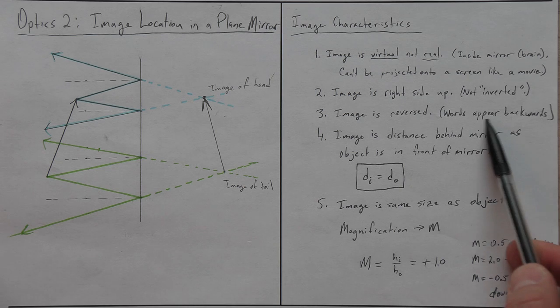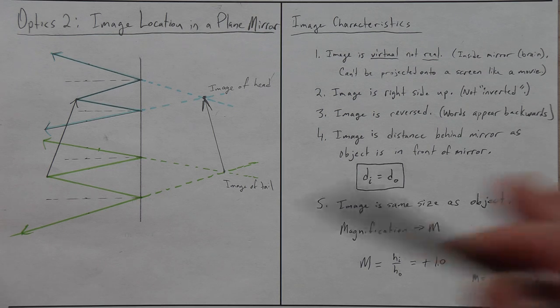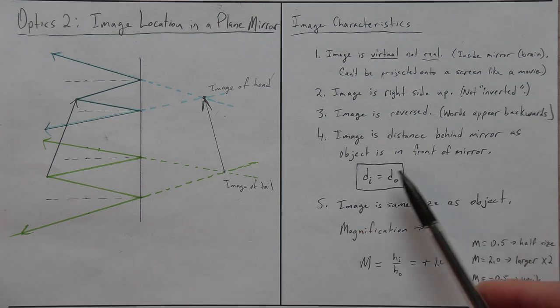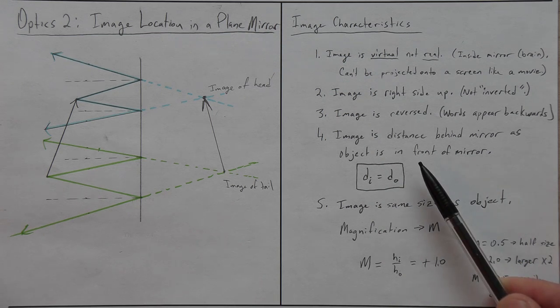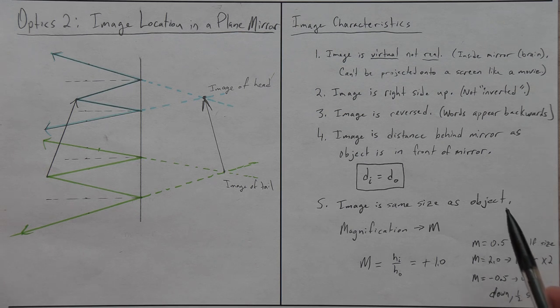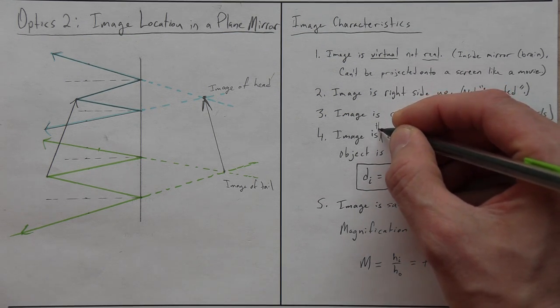If you have words that you hold up in front of a mirror, the words will be backwards. All the letters and words will be backwards. Things get flipped left to right. Another point, the image distance behind the mirror, oh, I made a mistake here. I think that is the same.